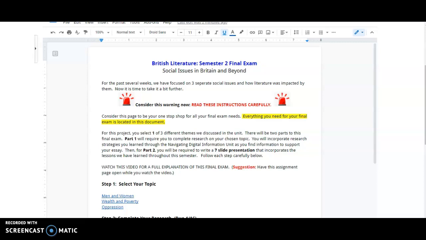So for this project, you're going to select one of the 3 different themes we discussed in the unit. There will be 2 parts to this final exam. So part 1, you're going to complete research on your chosen topic. And then you will incorporate your research strategies that you learned from the Navigating Digital Information unit as you find information to support your essay. Then for part 2, you will be required to write a 7-slide presentation that incorporates the lessons that we have learned throughout the semester.